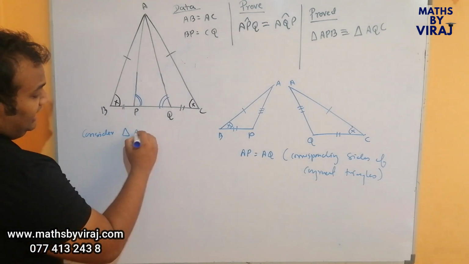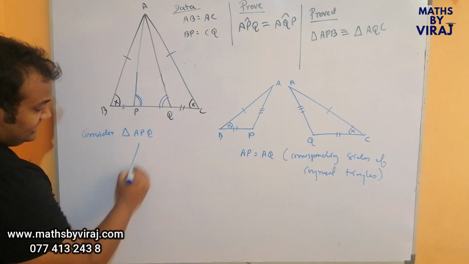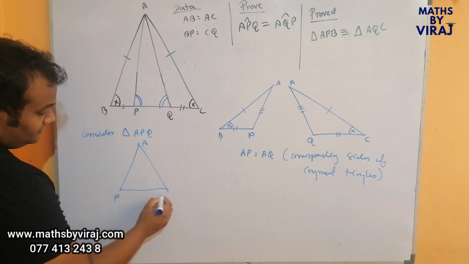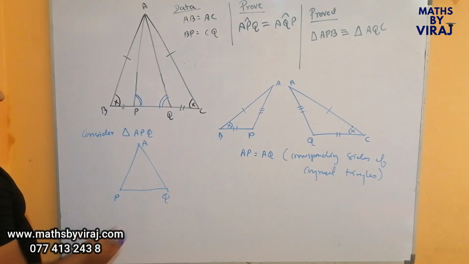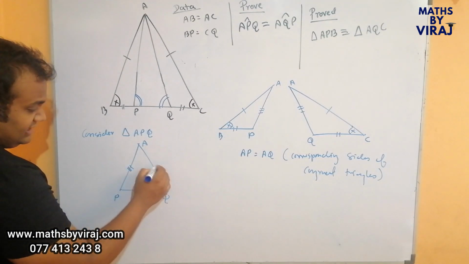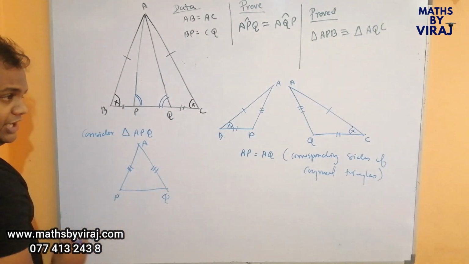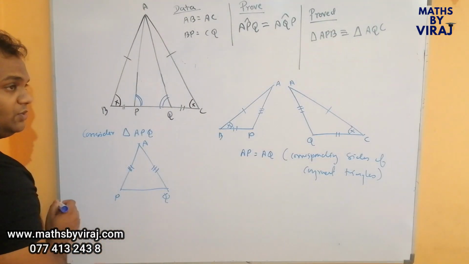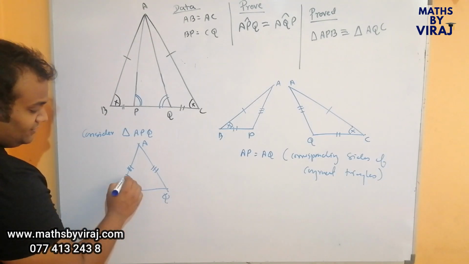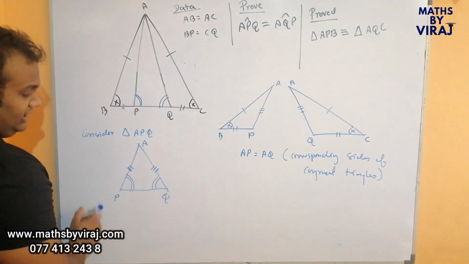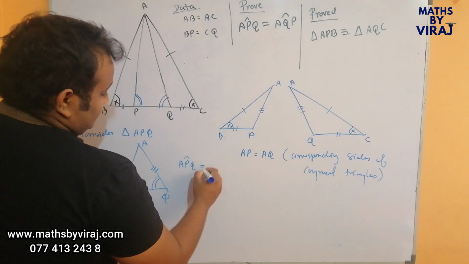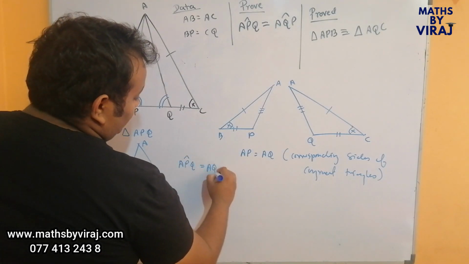Triangle APQ. When I consider triangle APQ, from here we have proved that side AP is equal to side AQ, which makes triangle APQ an isosceles triangle. Therefore, these two angles are equal in value. Therefore, we can say that angle APQ is equal to angle AQP.